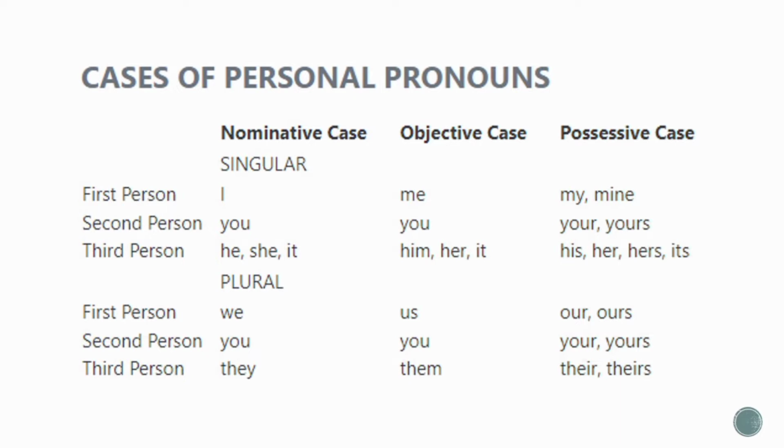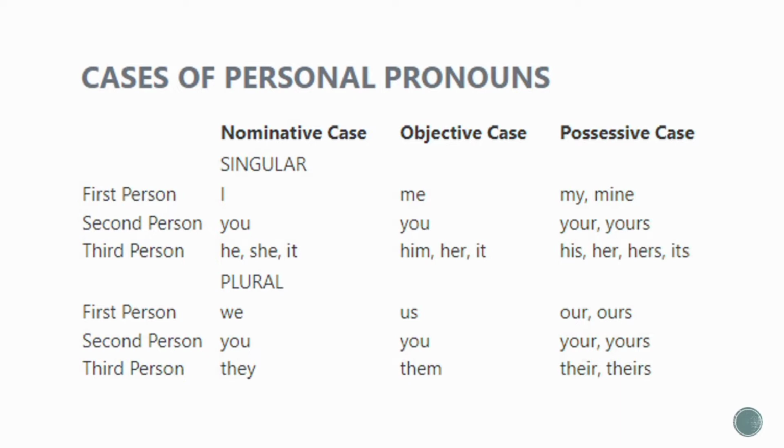While for the plural, we have we for the first person, us for the first person objective, our and ours for possessive first person. While for the second person, we have you and you both for nominative and objective, and your and yours for the possessive. And lastly, for the third person, we have they for nominative, them for the objective, and their and theirs for the possessive.